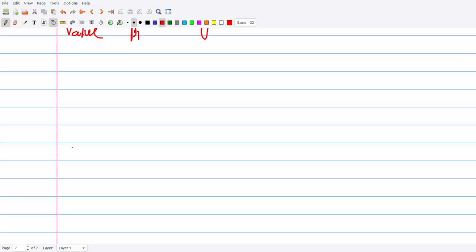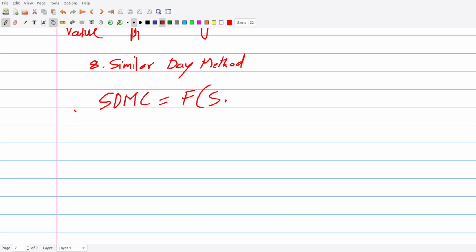Then the next method is the similar day method. What you have to do is have a function, DMC, similar day method consumption. This function is written in terms of F of S comma W, and there is an error.